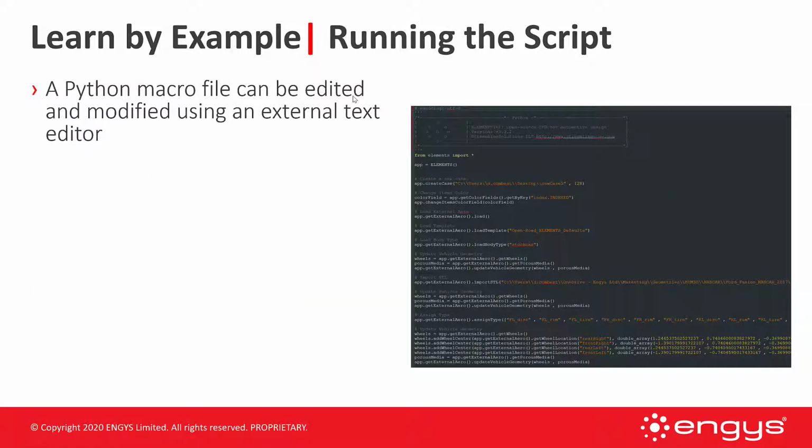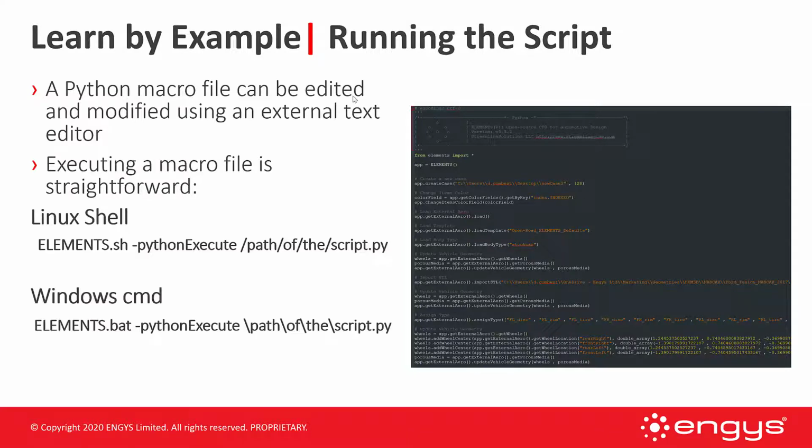Now, running the script, we run the Python macro file. We can edit this. We can modify it using an external editor. I was using Notepad++. You can use another one. We can execute the macro file from the command line. For Linux, we just need the full path to the elements.sh, and then we pass a -python execute, and then the full path to the .py.